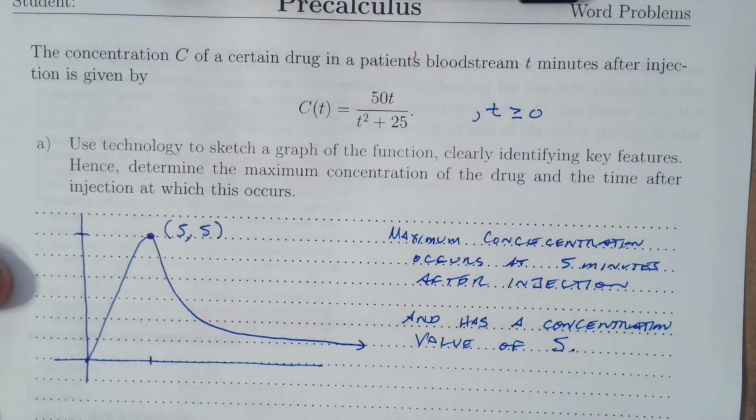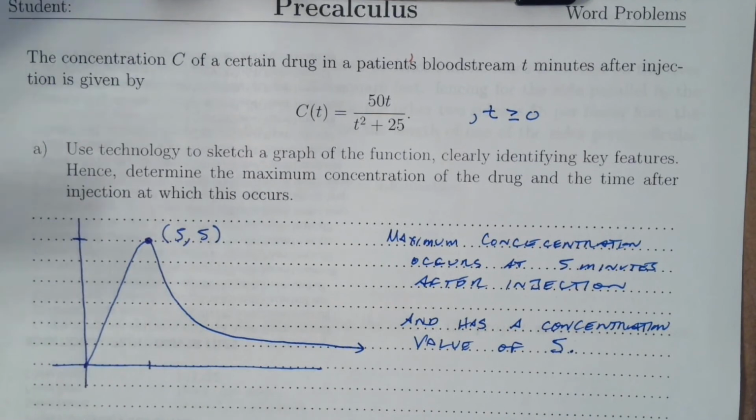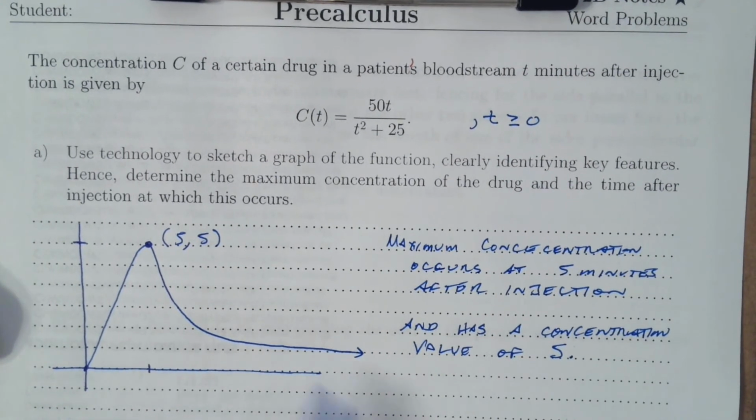Now, this concentration value of 5, we don't necessarily know what the units are. It's 5 what units? We're not sure. It doesn't provide that in the problem. But this is what we have for our solution.